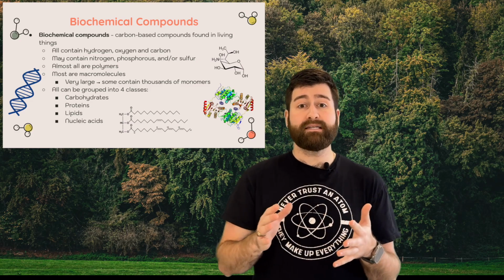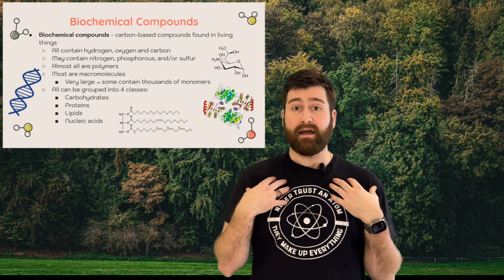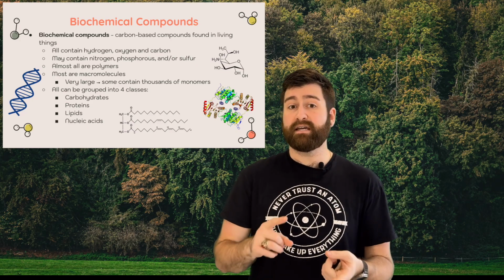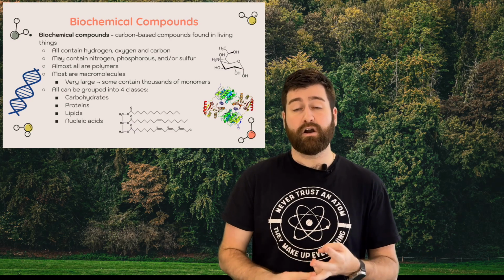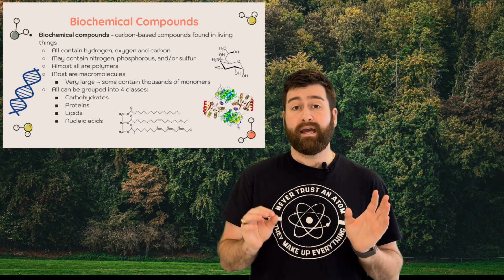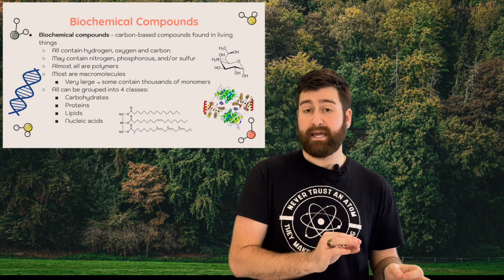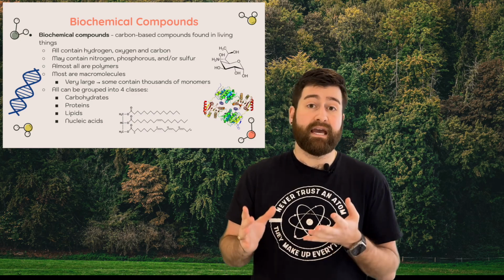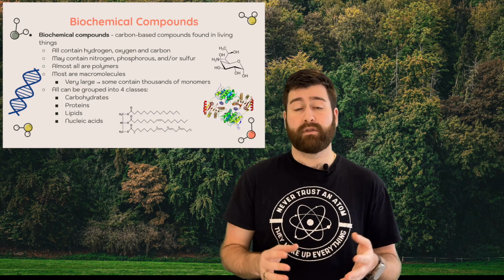Carbon chemistry also deals with different biochemical compounds. And these are carbon-based compounds found in living things like us. All of these contain hydrogen, oxygen, and carbon atoms. Now, they may also contain nitrogen, phosphorus, and/or sulfur.